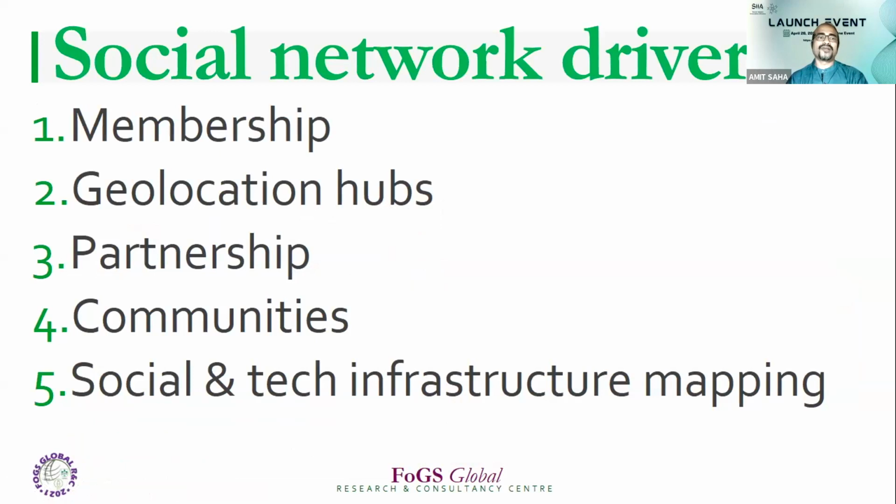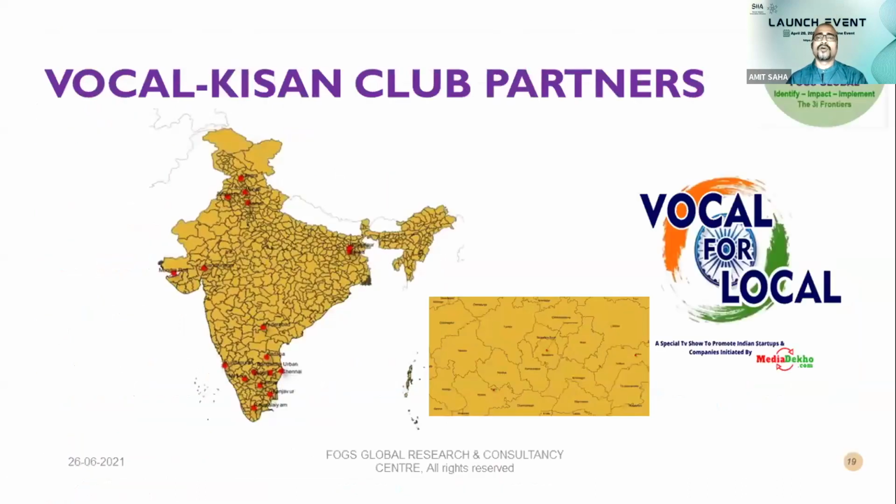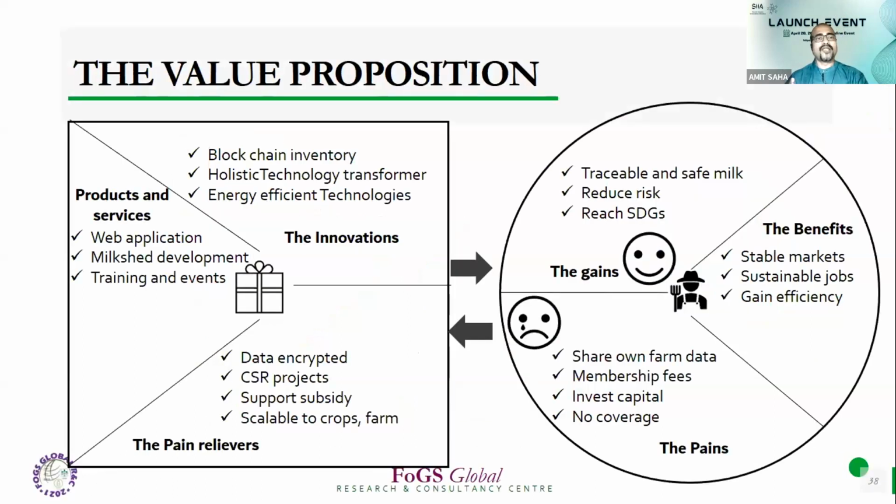Then we have the network drivers. That is again the platform for getting membership, creating geolocation hubs, partnership communities, and social and tech infrastructure mapping. At a national level, we are creating these hubs at the block level, so that the membership part is taken care of, and from there we are able to launch. Right now we are in the state of Gujarat in western India, where we are launching how you can transform manure into vermicompost. Those hubs we are creating now in some villages here.